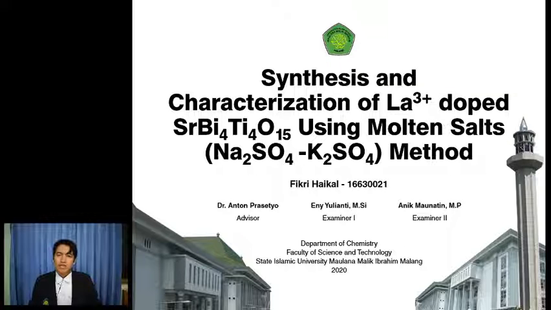Your Honorable Dr. Anton Prasetyo is my advisor. Your Honorable Mrs. Eni Yulianti, MSI as the examiner. Your Honorable Mrs. Anik Mawanatin, MP as the consultant.